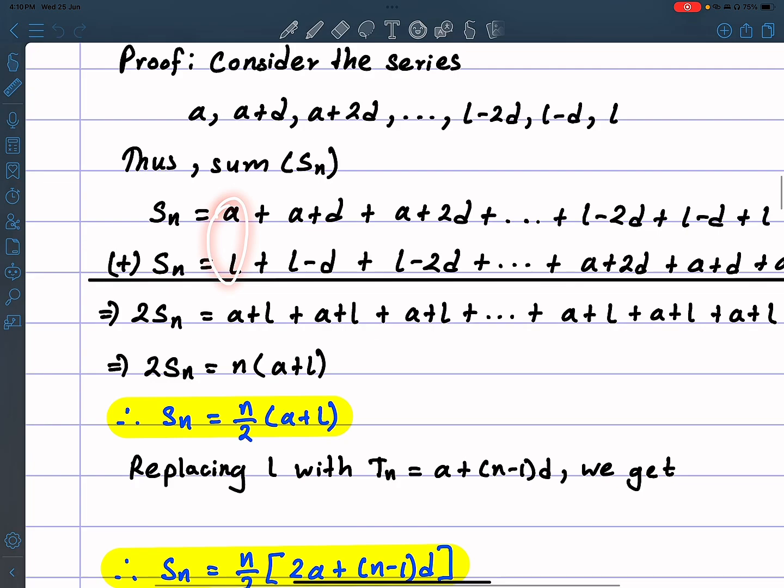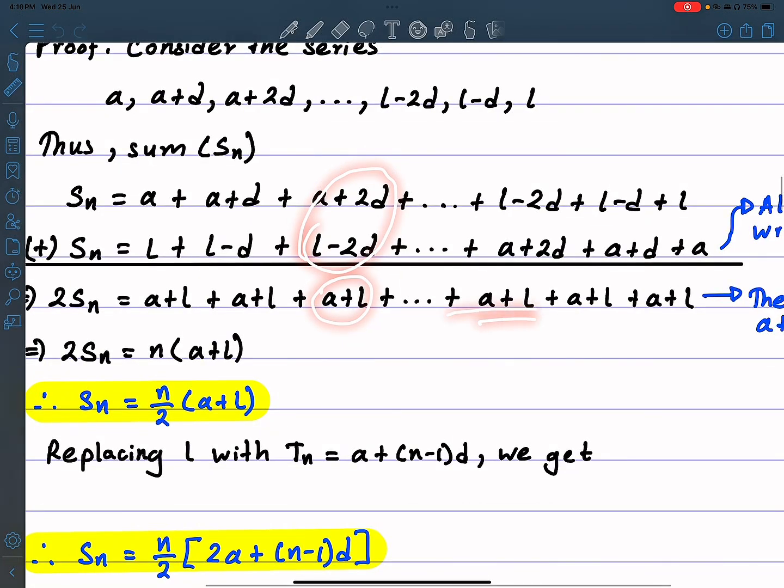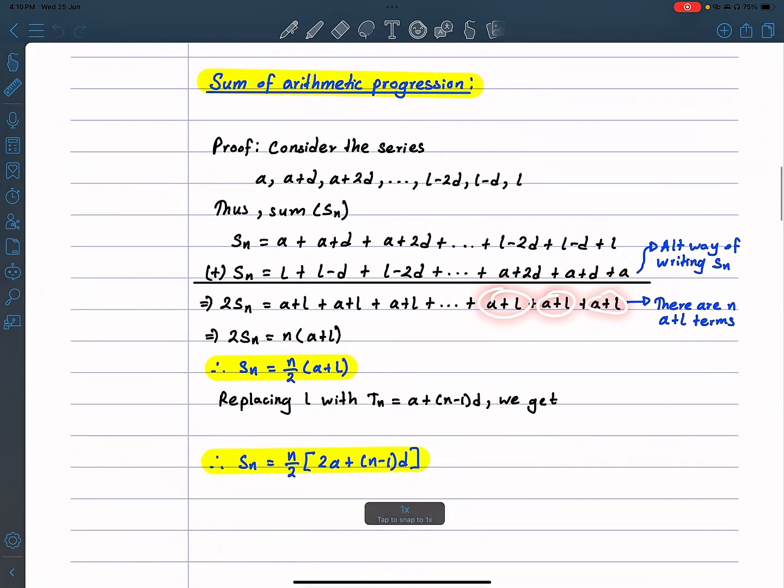This gives you a plus l. This also gives you a plus l, because a plus d plus l minus d, the d's get cancelled out, and we get a plus l. The same thing happens with this. When these two terms are added together, we get a plus l as well. For each and every one of the n terms, we get a plus l. So there is a total of n a plus l terms.